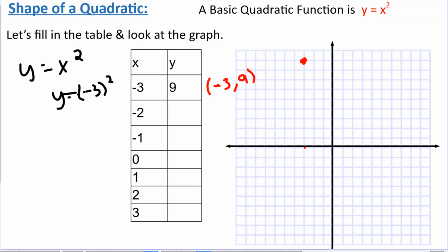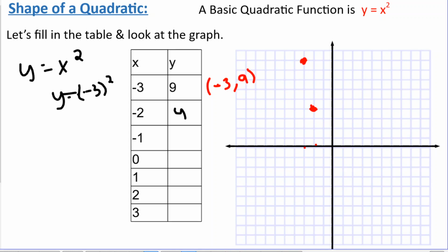But this graph is more than just a single point. It's every x that when I square it, gives me a y value. So let's look at a few more. When x is -2, I go ahead and square that, -2 times -2. Y is +4. So again, I'll graph that. I'll find -2, I'll go up to +4. That's another point on my graph.